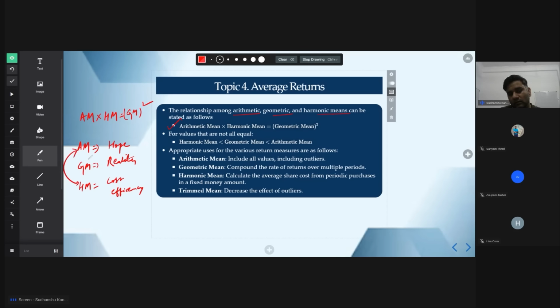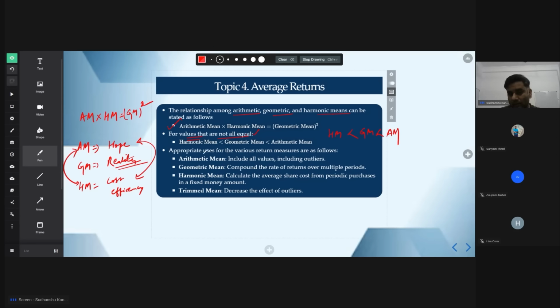The idea here is that if you have to teach somebody, a layman who doesn't understand mathematics, you can say very simply that hope and cost efficiency multiply, then you get reality, right? But there are two things multiplied, that's why we have to do square, right? This holds when values are not all equal. When values are equal, then your geometric mean and arithmetic mean are the same. But when values are not equal, you have harmonic mean, then geometric mean, and then arithmetic mean.